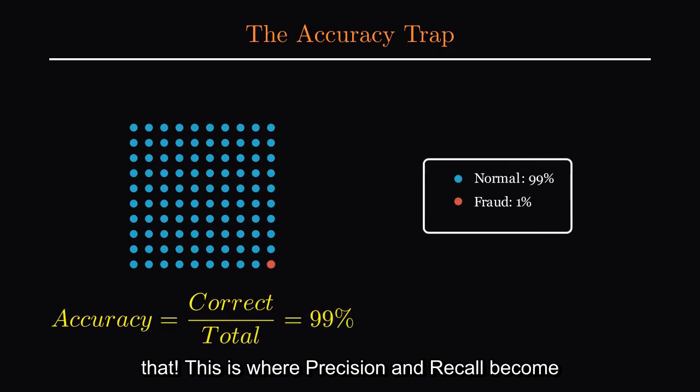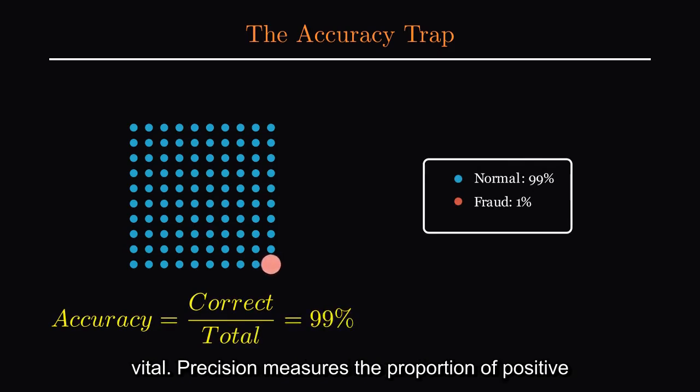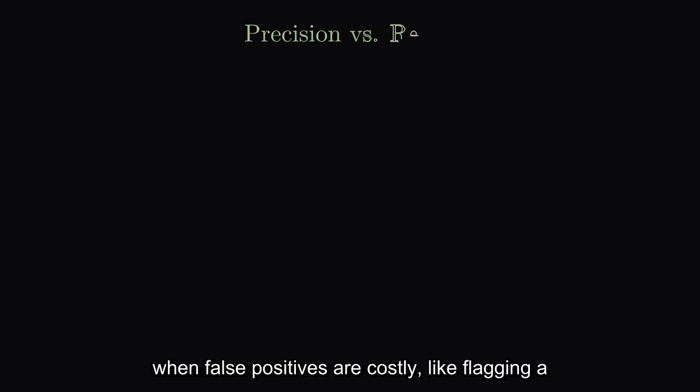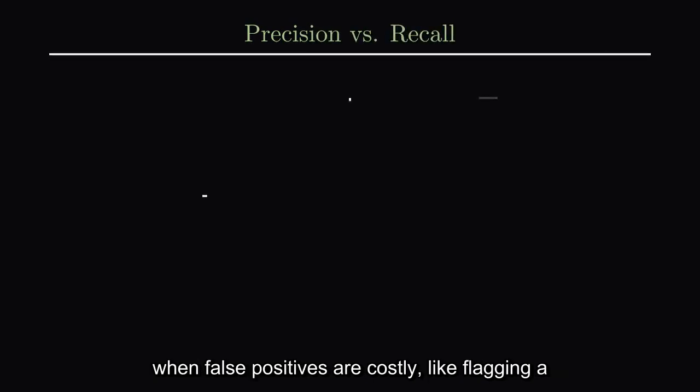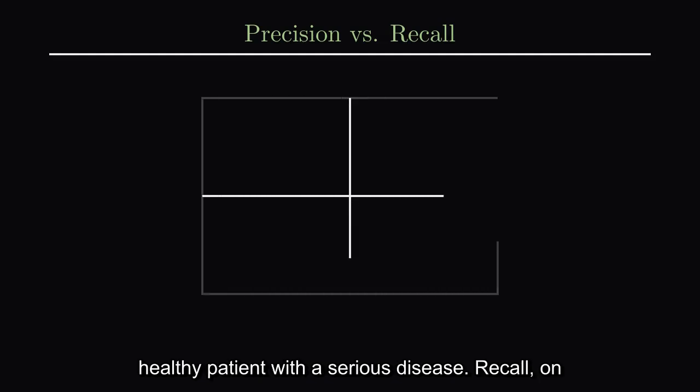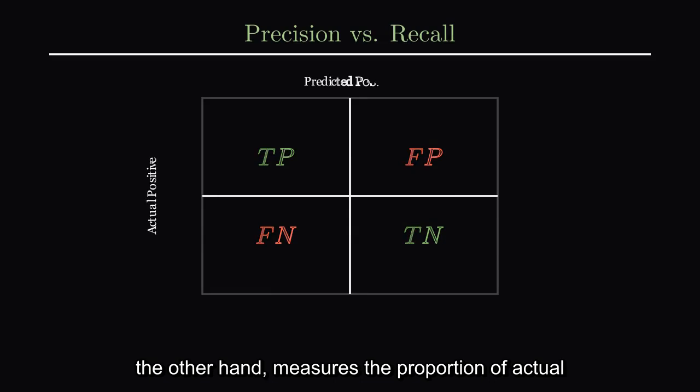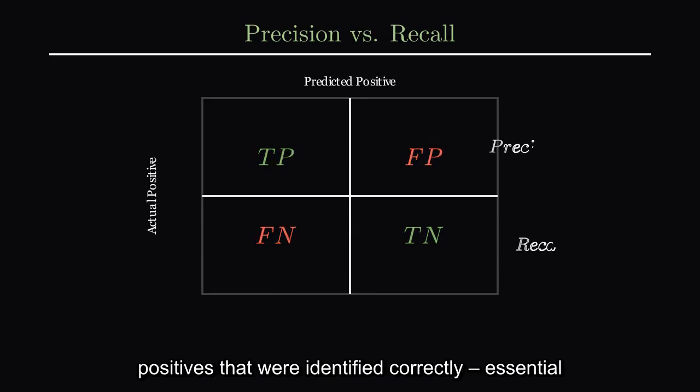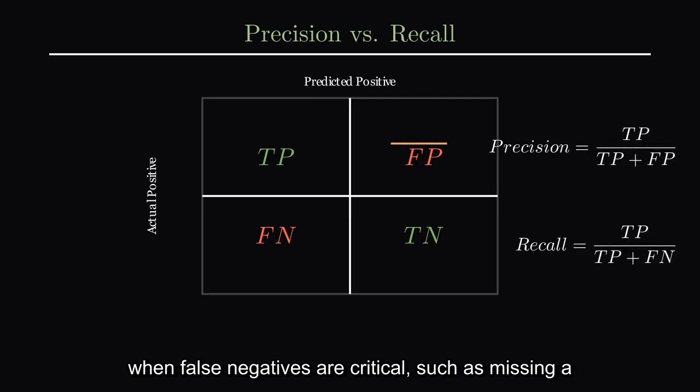This is where precision and recall become vital. Precision measures the proportion of positive identifications that were actually correct, crucial when false positives are costly, like flagging a healthy patient with a serious disease. Recall, on the other hand, measures the proportion of actual positives that were identified correctly, essential when false negatives are critical, such as missing a fraudulent transaction.